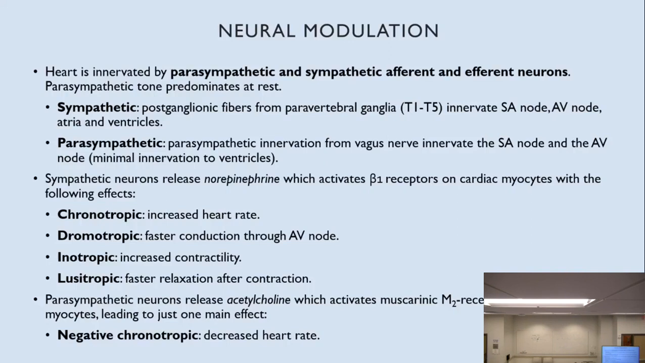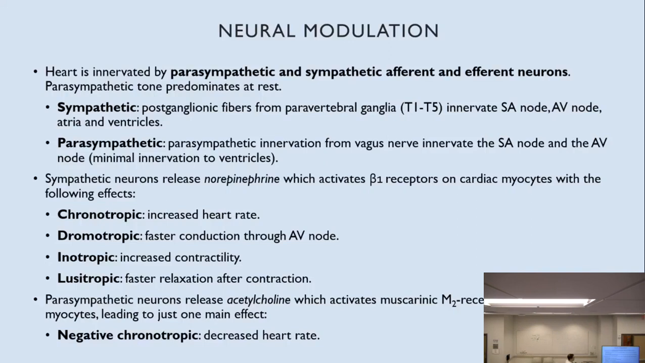Okay, so if we block the beta-1 receptors, we use a beta blocker that is non-selective, we are gonna decrease the heart rate, we are gonna decrease the conduction through the AV node, we are gonna decrease the contractility, and the relaxation is not gonna be that fast. It's gonna take more time to relax.